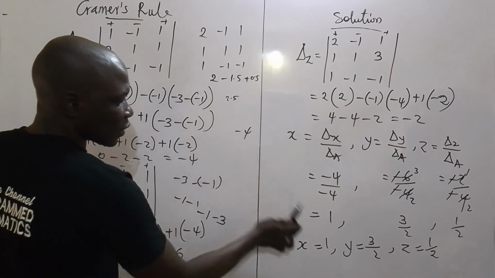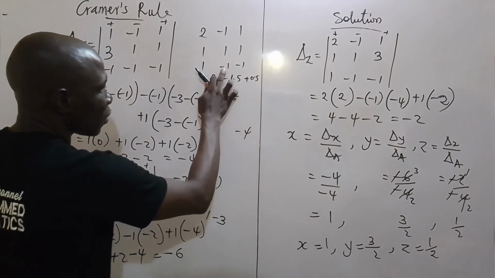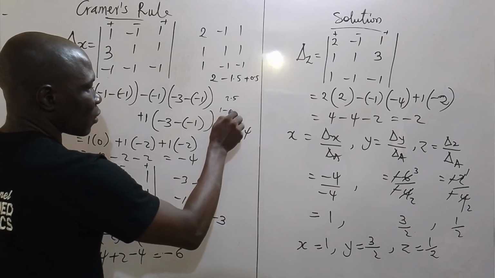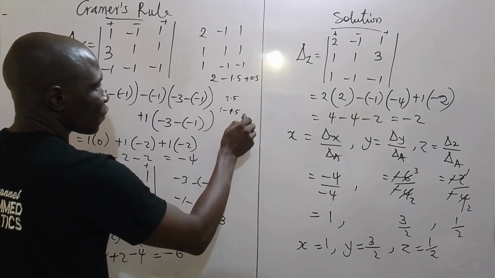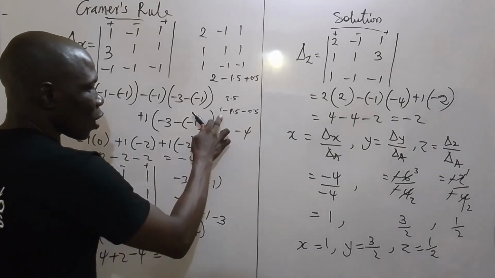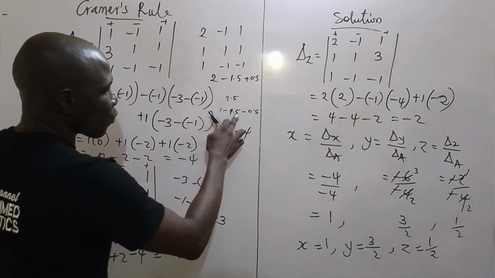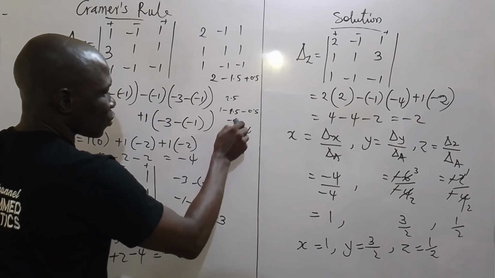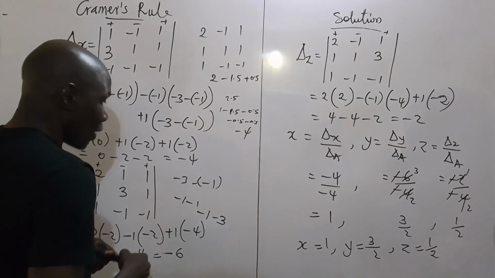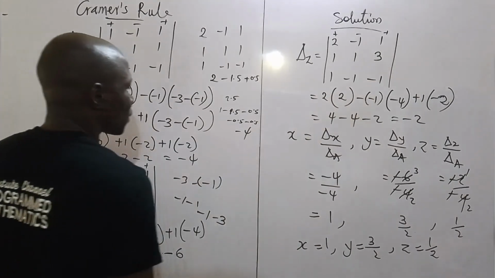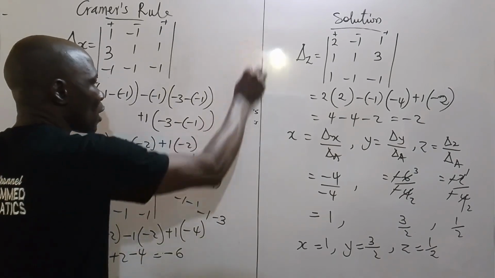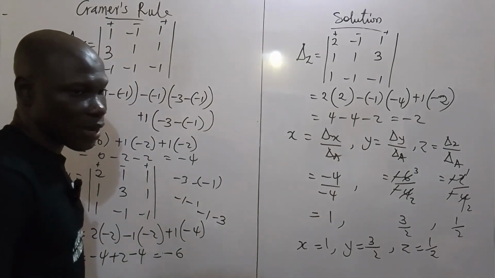1 is x, that's 1 plus minus y. Y is 3 over 2. So 1 minus 1.5, then minus 0.5. 1 minus 1.5, that's minus 0.5. Minus 0.5 minus 0.5 will give us minus 1, which is this. So it shows that the values you have for x, y, and z are very correct.